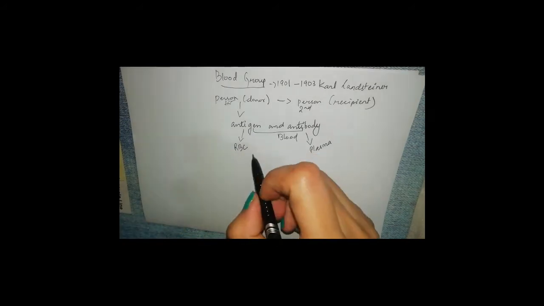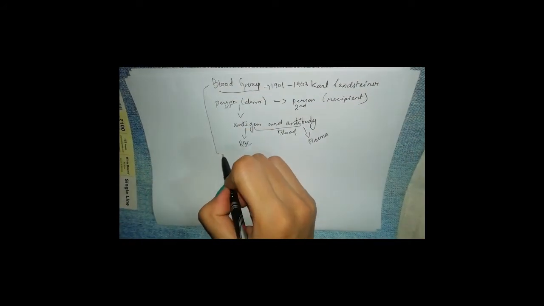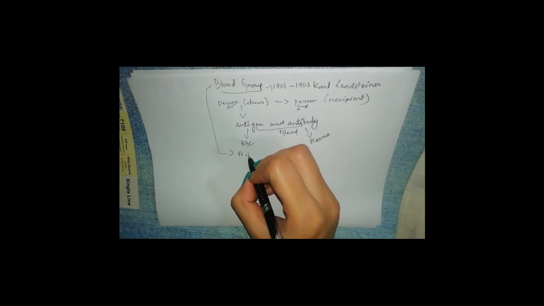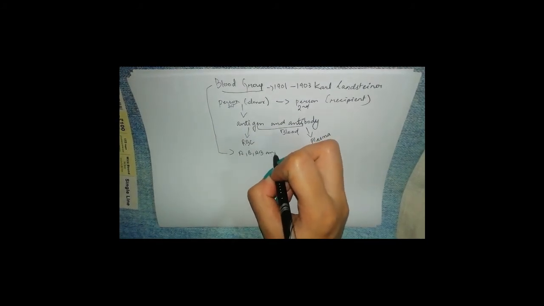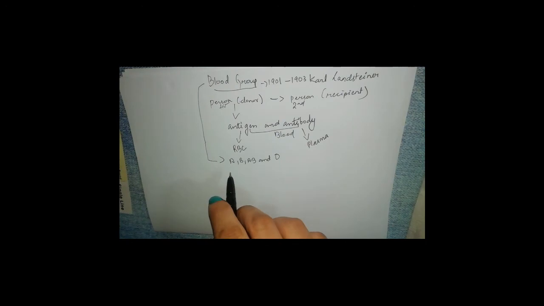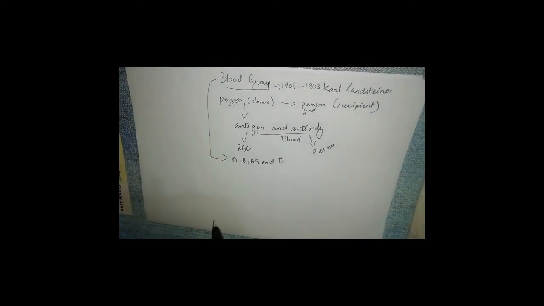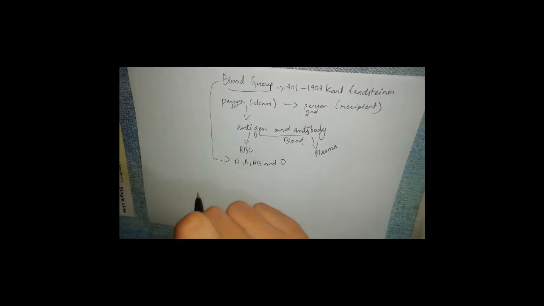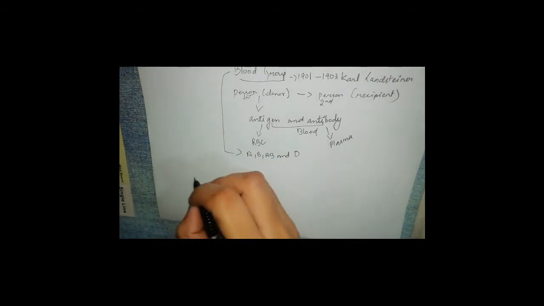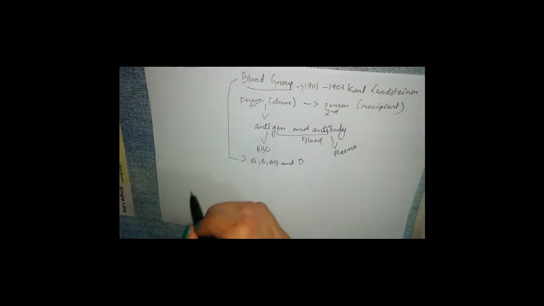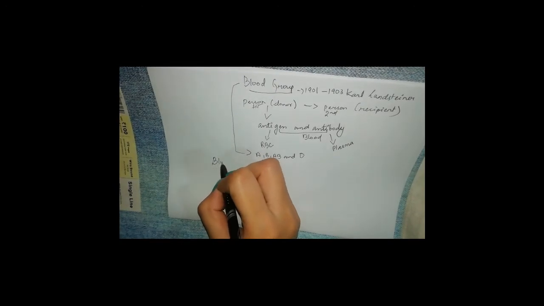So you should know that there are 4 types of blood group: A, B, AB and O. Depending upon the presence of antigen and antibody, the blood groups are differentiated into A, B, AB and O. Now let's find out what type of antigens and antibodies blood groups A, B, AB and O have. So let's start with blood group A.